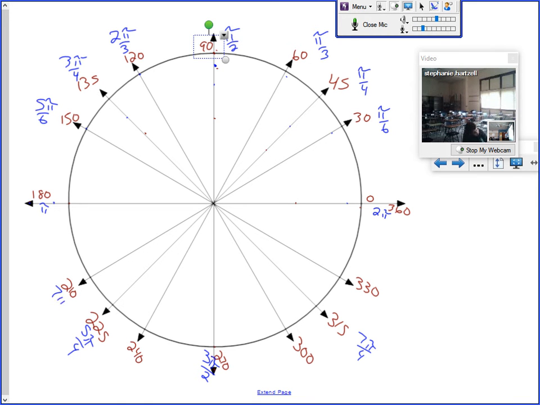7/6, 8/6, which is 4 over 3. Yep. We have 9/6, which is 3 halves. 10/6 at 300, which is 5/3. Very good. And then lastly, 11/6, because 12/6 brings us back up to 2. Okay.